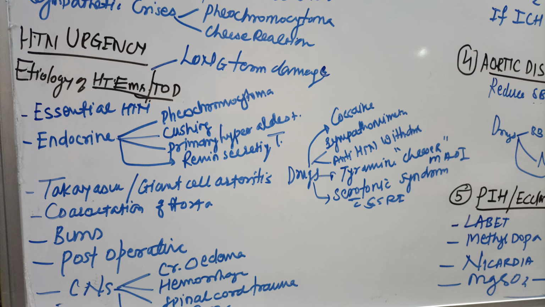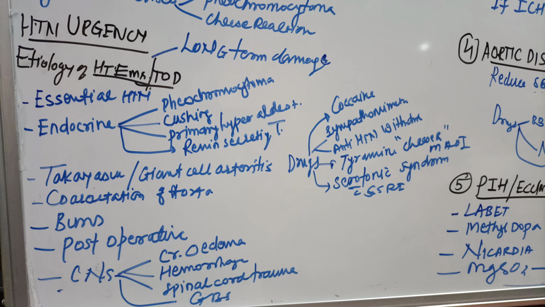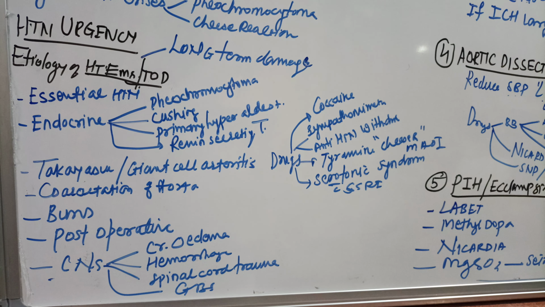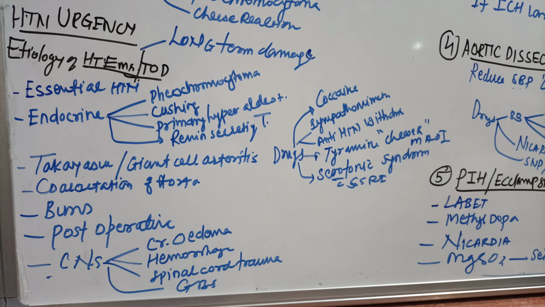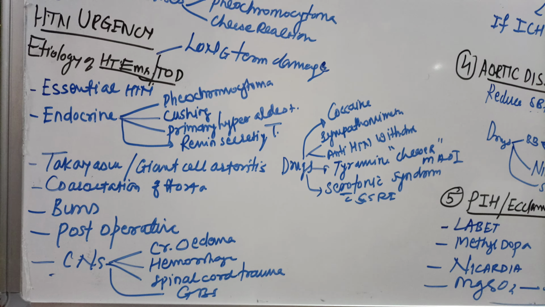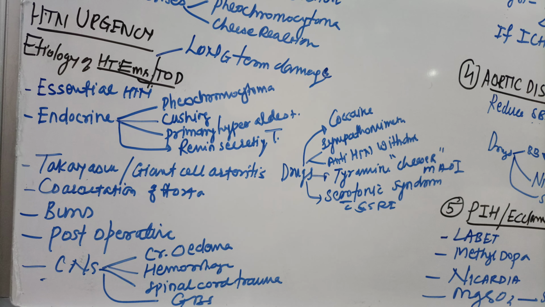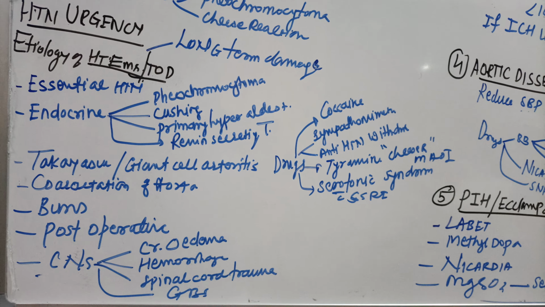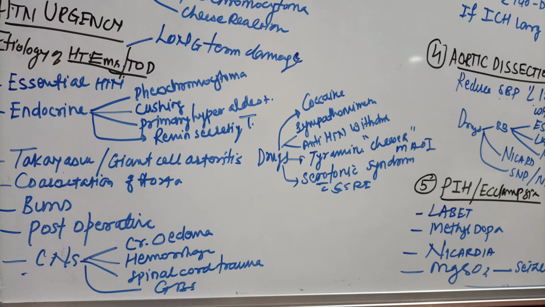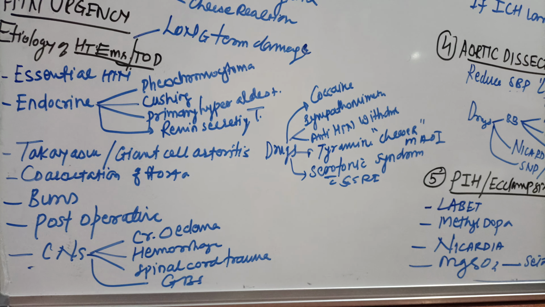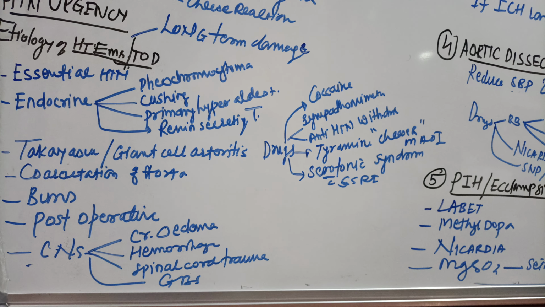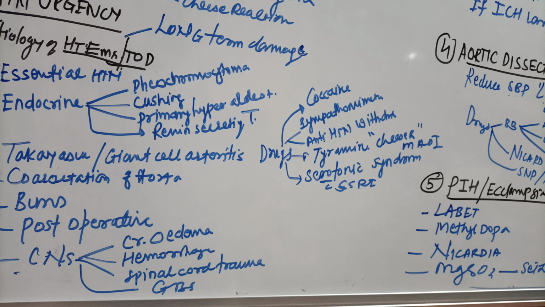So what is the etiology of hypertensive emergency or target organ damage? The hypertensive emergencies could be because of essential hypertension, endocrine causes like pheochromocytoma, Cushing syndrome, primary hyperaldosteronism, or renin-secreting tumors, Takayasu's arteritis, coarctation of aorta, burns, post-operative hypertension. In case of CNS, there can be cerebral edema, hemorrhage, spinal cord trauma, or GBS. In GBS, there can be autonomic instability and raised blood pressure.